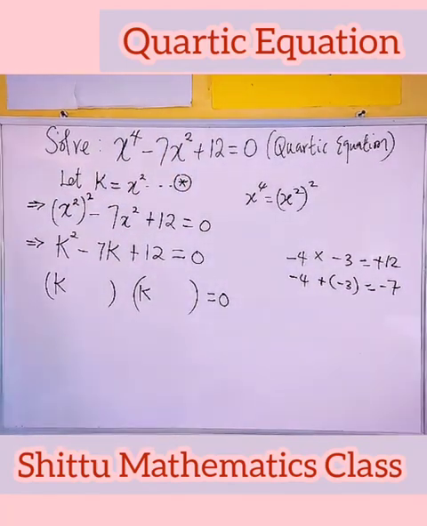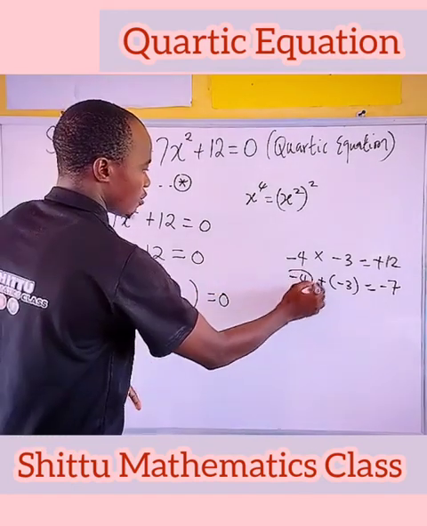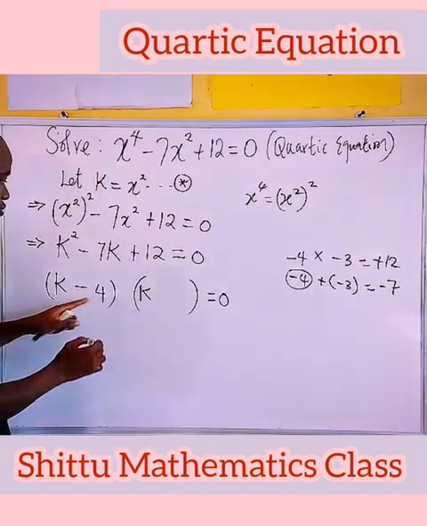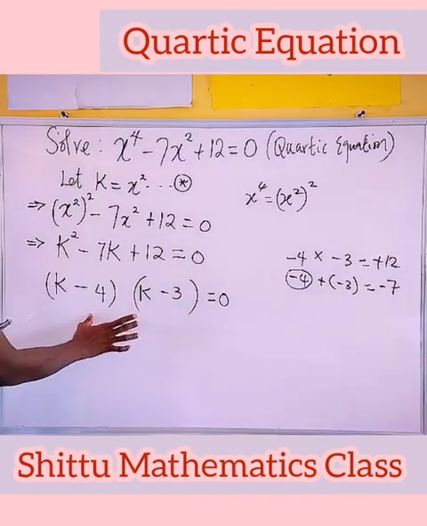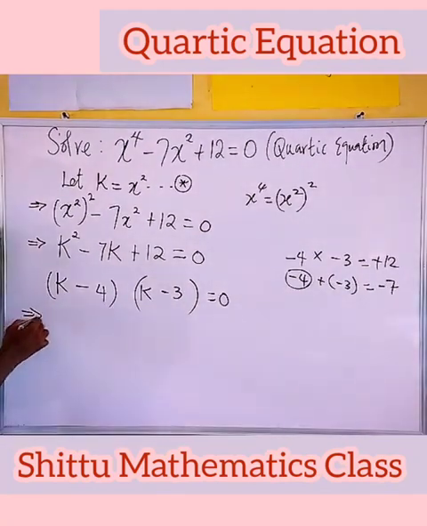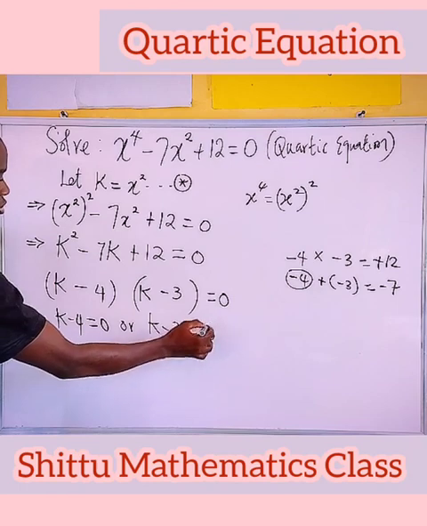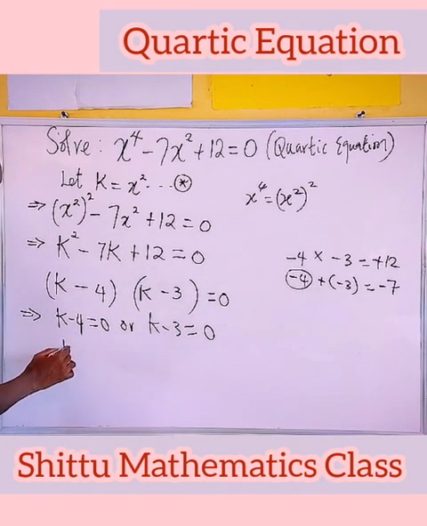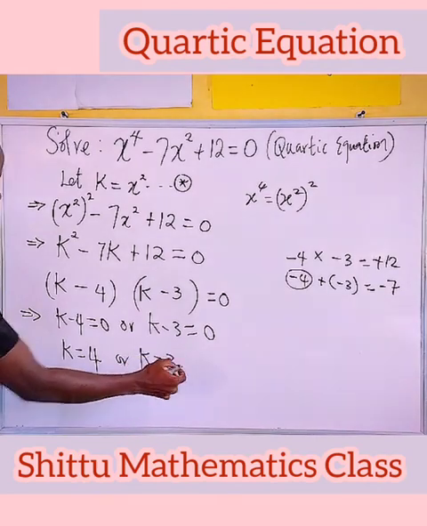Having that now, you can see that we are going to have minus 4 and minus 3 here. So this has been factorized. Then, we can see that k minus 4 equals 0, or k minus 3 equals 0. So from here we have k equals 4, or k equals 3.